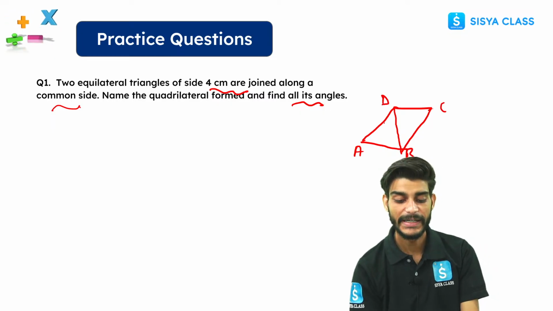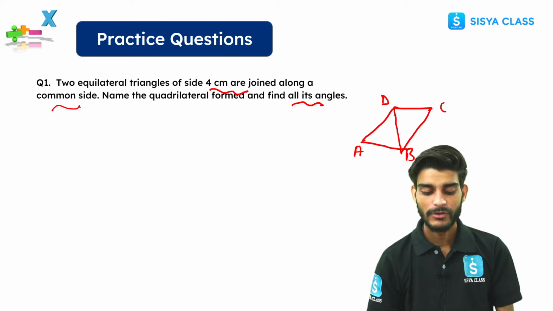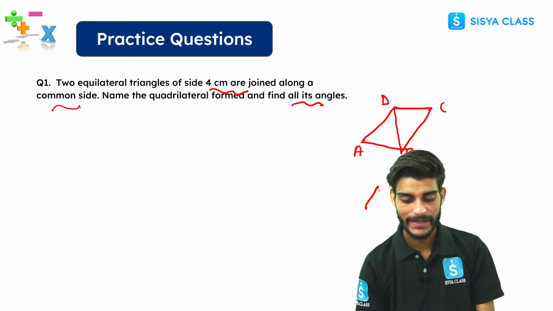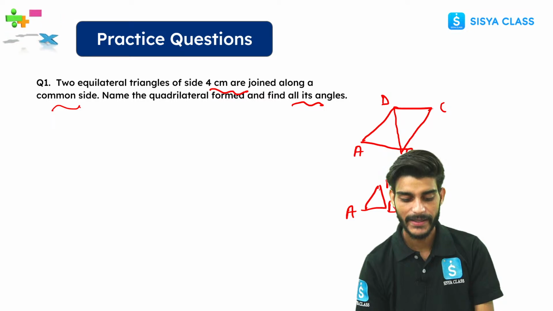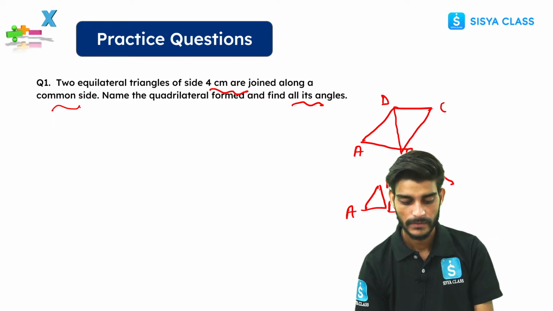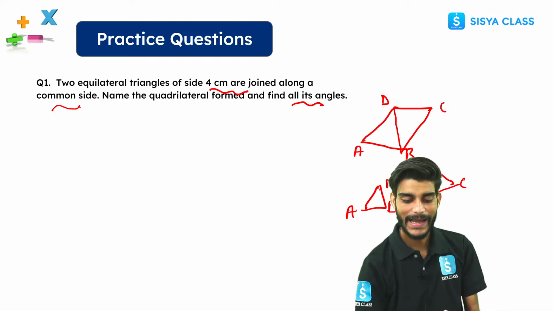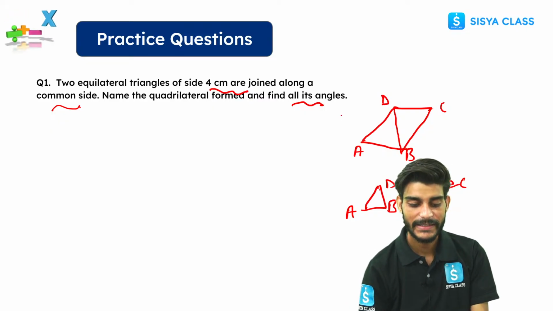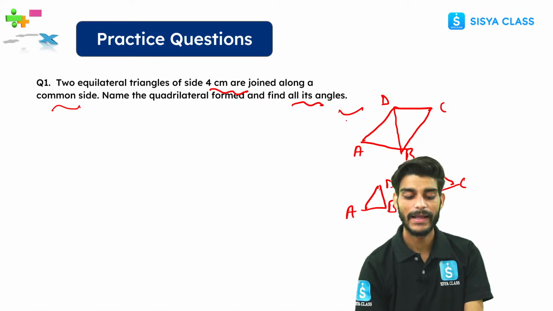Basically, ABD is a triangle, BCD is a triangle, right? And BD is a common side. So one triangle we have ABD and another we have DBC. And what I did, I joined ABD with BDC. So I formed this quadrilateral. Basically, this quadrilateral I have formed.